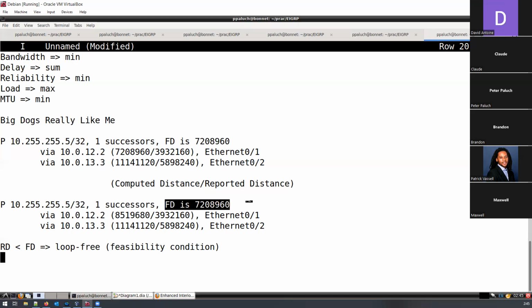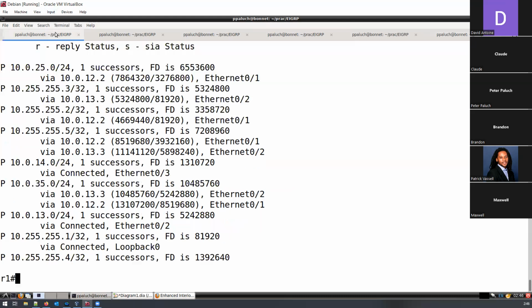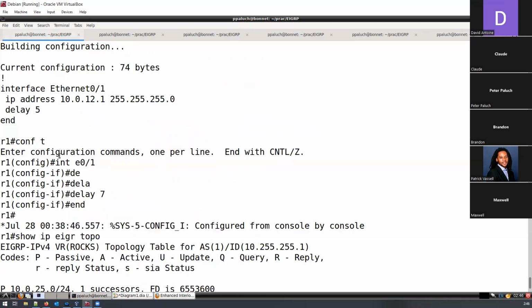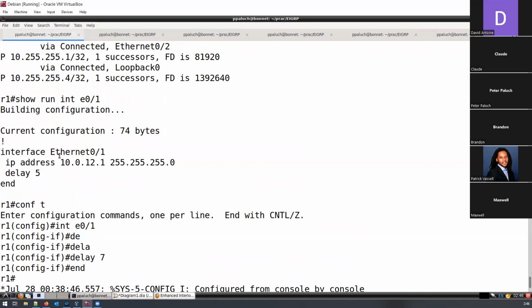Yeah, I got it. Go ahead. Peter, when you were changing, you were on router number 2, and you changed the delay from... Pardon me, I was on router number 1. Okay, you changed the delay from 5 to 7. Is it understood that the unit of measurement for that delay is microseconds?